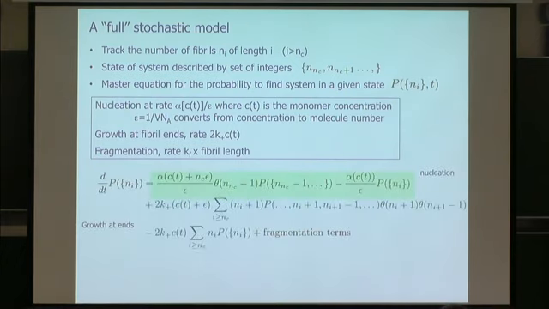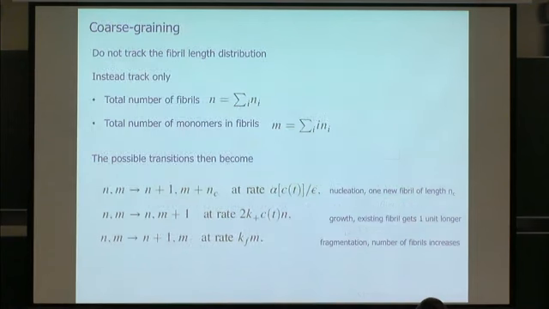Okay, and so you can write down this stochastic master equation, and it's got terms for nucleation, and it's got terms for growth at the fibril ends. And it's also got a lot of terms for fragmentation, which are too small to even read. And so in conclusion, this is a complicated master equation, and maybe some people here could solve it, but we certainly were not able to make any progress with this master equation. And so, okay, so much for the full model.